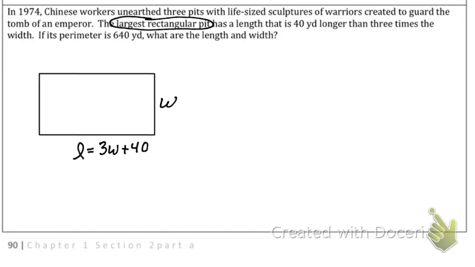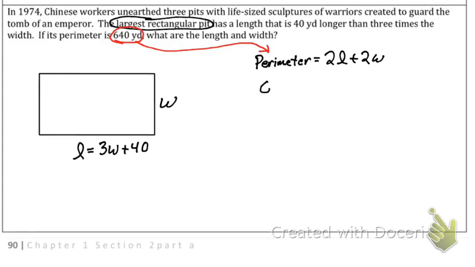Okay, then they say the perimeter equals 640. So just remember, the perimeter of a square or rectangle is going to equal length plus width plus length plus width. In other words, 2 lengths plus 2 widths equals our perimeter. Well, it goes on to say that our perimeter is 640 yards. So we're going to have 640 equals 2 times my length, which is 3W plus 40, plus 2W. And now we just got to work our way down to solve for W.